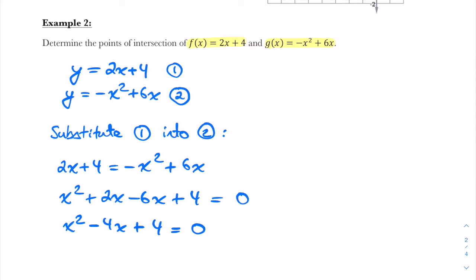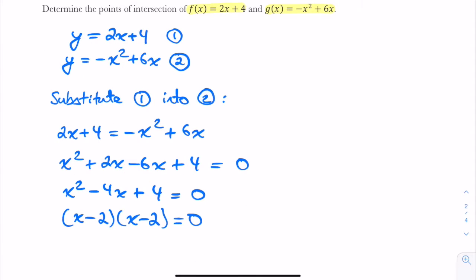At this point, you can use any method that you'd like to solve the quadratic equation. Just to remind you, you can solve by factoring, you can solve using the quadratic formula. It's totally up to you. I'm going to go ahead and solve by factoring. So we have a simple trinomial, meaning we want two numbers that multiply to positive 4 and add up to negative 4. Two such numbers are negative 2 and negative 2.